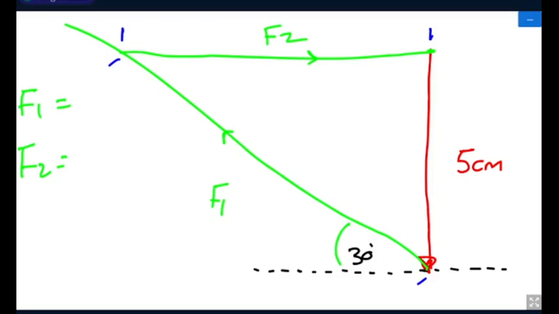Are you with me? Type P for protractor, if you're with me. Type P for protractor. All type P.